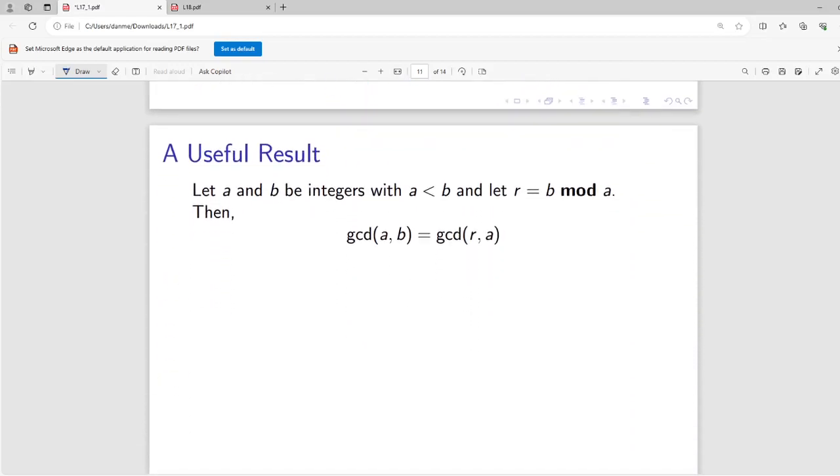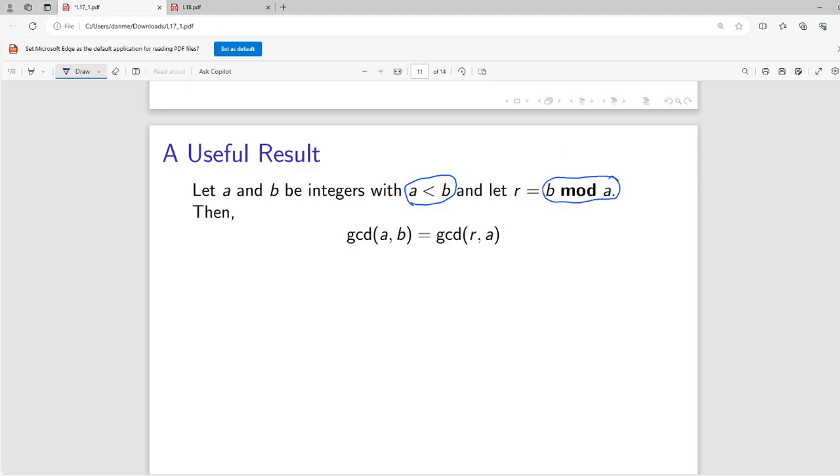However, there's a better way, okay? And this result will be used in finding this better way of finding the greatest common divisors, okay? So if a and b are any two integers, right, and let's just suppose a is less than b. One of them has to be less than the other one, okay? And let r be equal to the remainder from dividing b by a. So this is our notation right over here, recall, b mod a.